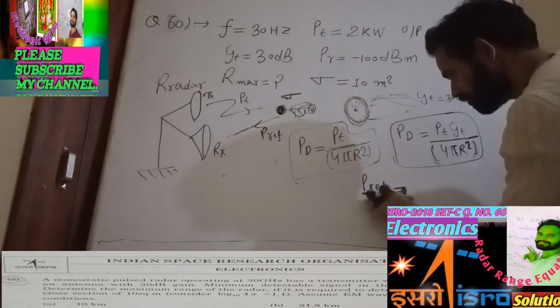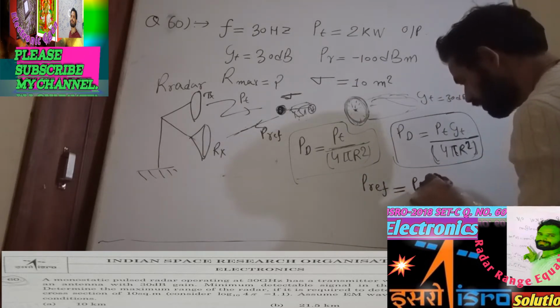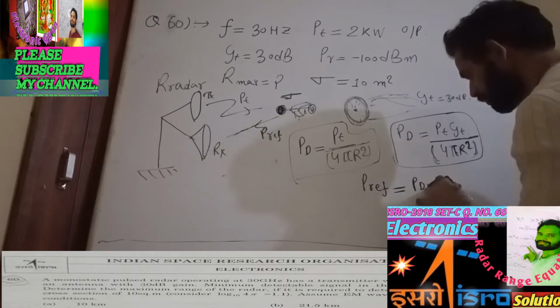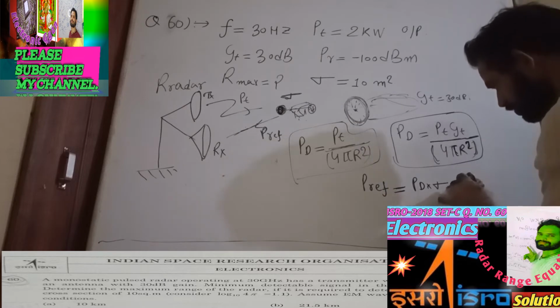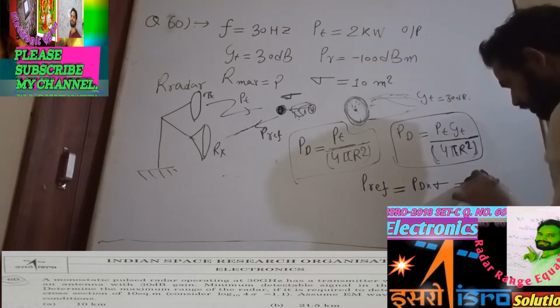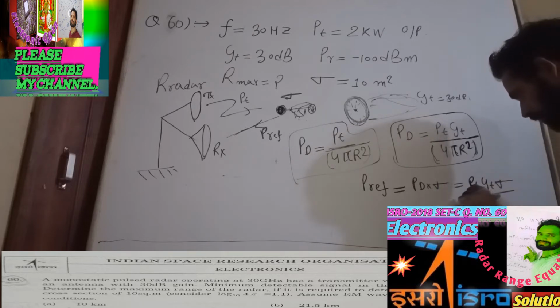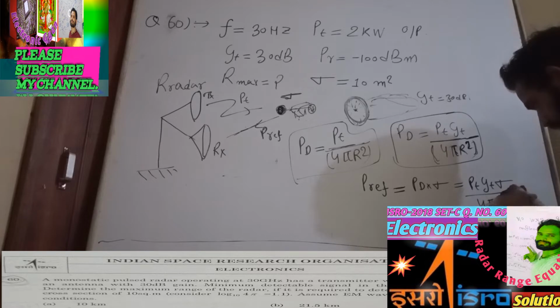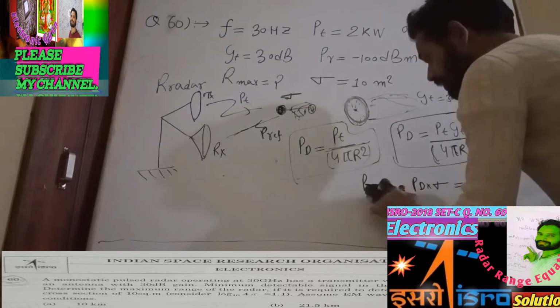So now this reflected power is PD into sigma, which is nothing but PT GT sigma by 4 pi r square. This is my reflected power.